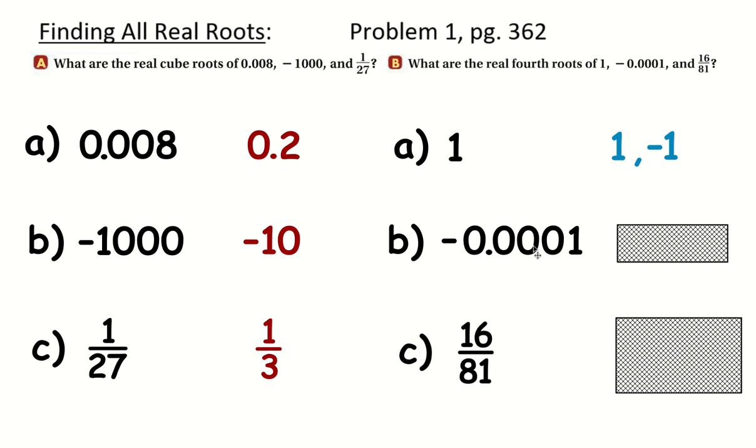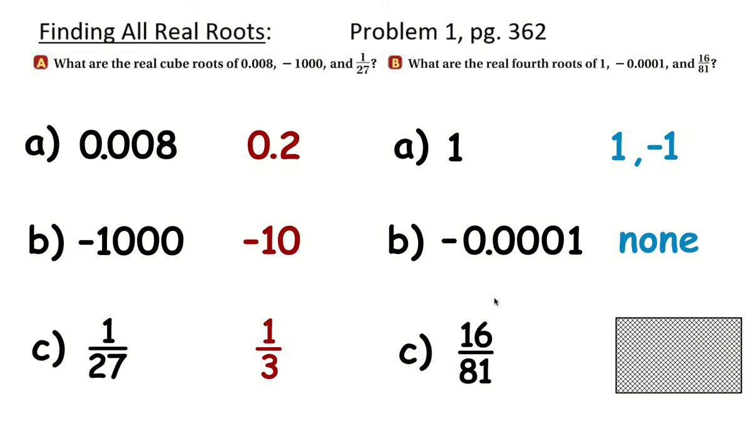Now, the fourth root of this, well, it's negative, so there are no real ones. You can't take the square root of something negative, and you can't take the fourth root, the sixth root, or the eighth root of something negative. But you can do that with third roots and fifth roots and seventh roots. Even versus odd. And then what are all the real fourth roots of 16 over 81?